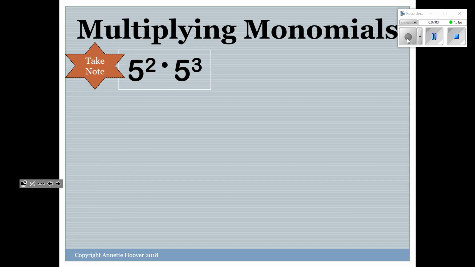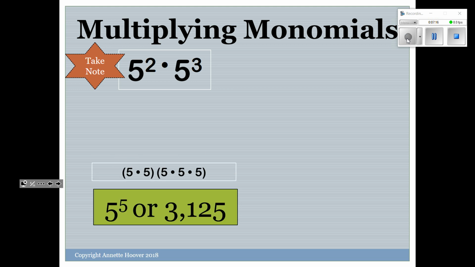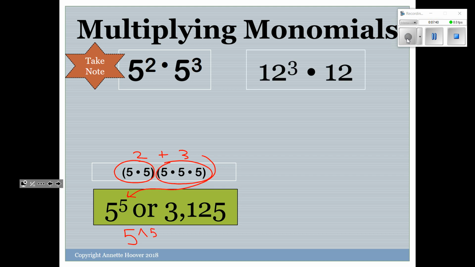So let's look at this. 5 squared times 5 cubed. You have 5 times itself 2 times, and then you have 5 times itself 3 times. So if we add those together, we would have 5 to the fifth power. On your notes, I want you to go ahead and show what this means. It means you have 5 multiplied times itself 2 times, 5 multiplied times itself 3 times. So that's 2 plus 3. So our new exponent is 5. And if you were to evaluate that with your calculator, you would type in 5 raised to the fifth power, and you would get 3,125.